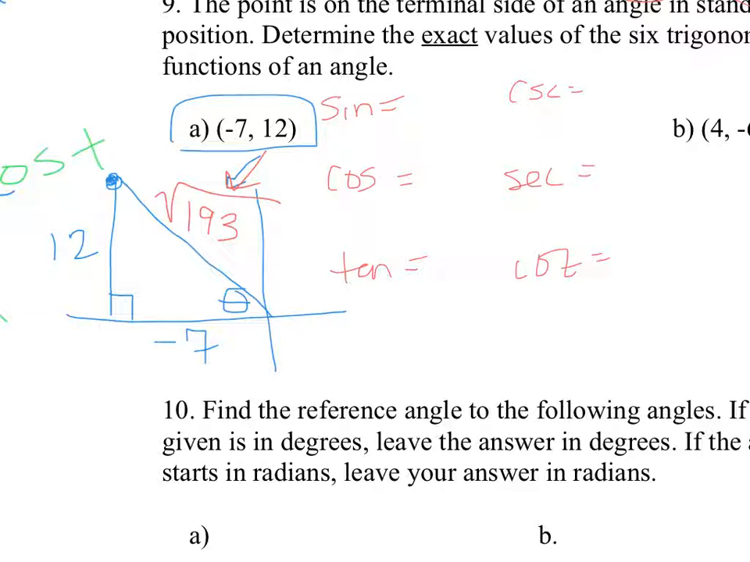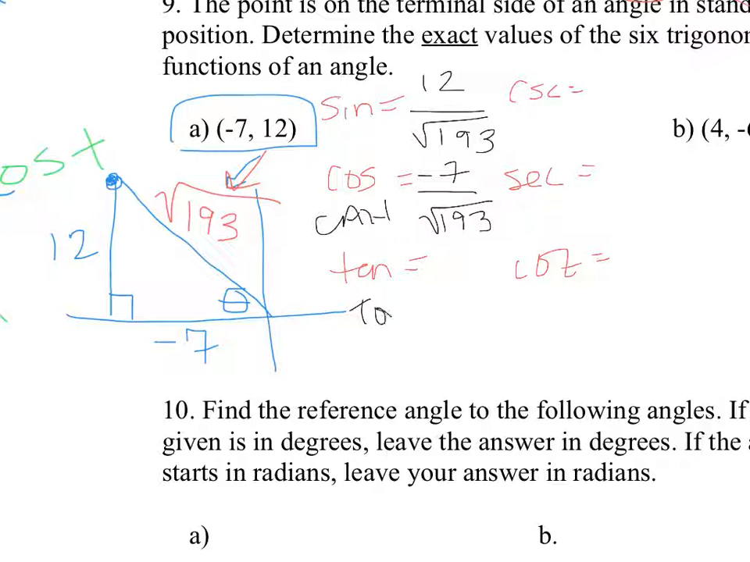Okay, so then when we're looking at all of these, we know sine is opposite over hypotenuse, so we know that 12 is opposite, and we know the hypotenuse is square root of 193. We know cos is adjacent over hypotenuse, so our adjacent's negative 7. Our hypotenuse is square root of 193. Tan, TOA, is opposite over adjacent, so we have 12 over negative 7. Then we're just going to flip for the reciprocal.